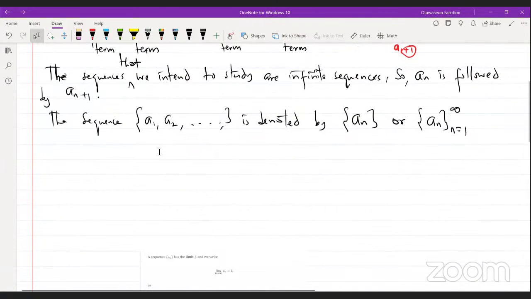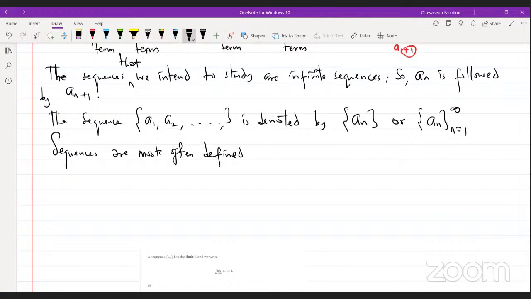Now, I need to mention at this point that oftentimes we can define sequences by giving a formula for their terms. Let me explain what I mean. Sequences are most often defined by giving a formula for the terms.